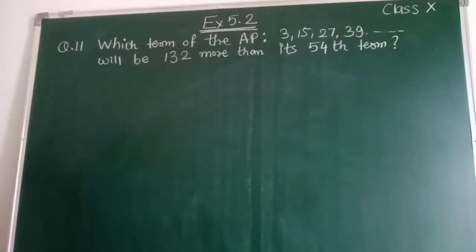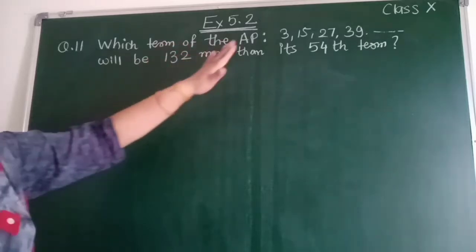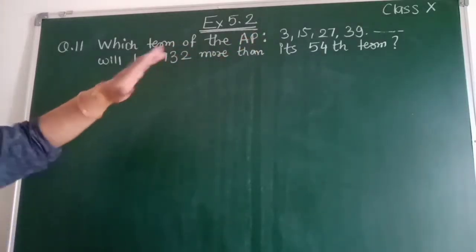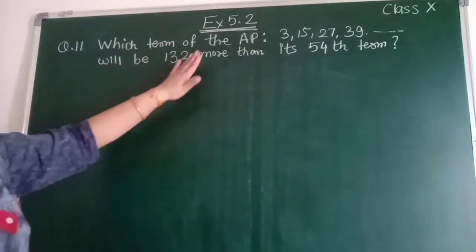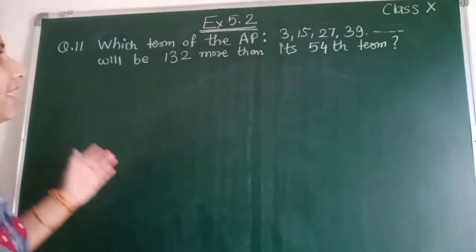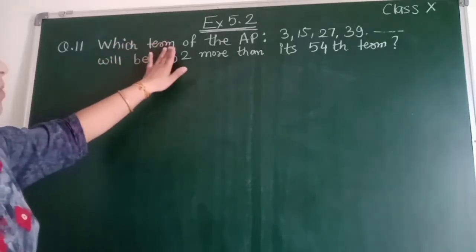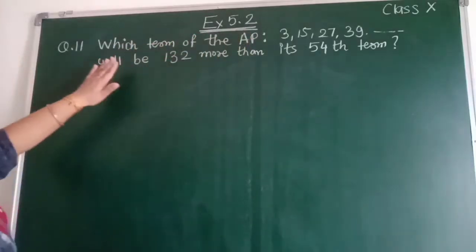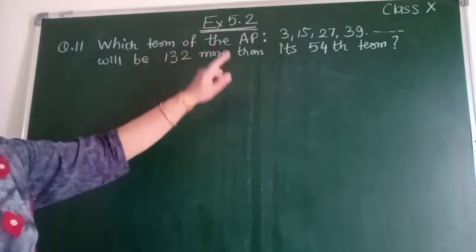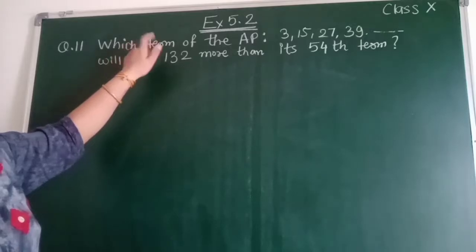Question number 11 of exercise 5.2 is: which term of the AP 3, 15, 27, 39 and so on will be 132 more than its 54th term? Once again read the question, student. We have to find which term of this given AP will be 132 more than its 54th term. We have to find the term.